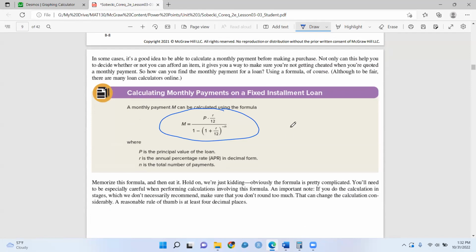But if we use Desmos, it won't be too terrible. And notice we already know these three letters. P, that's the amount we're borrowing, so that's the price minus the down payment. R is the annual percentage rate, APR, converted to a decimal, key point. And N is the total number of payments. With cars, you can think about N being the same thing as months. A little bit later, we have to be careful with this N. So we're going to see three different iterations of this formula.